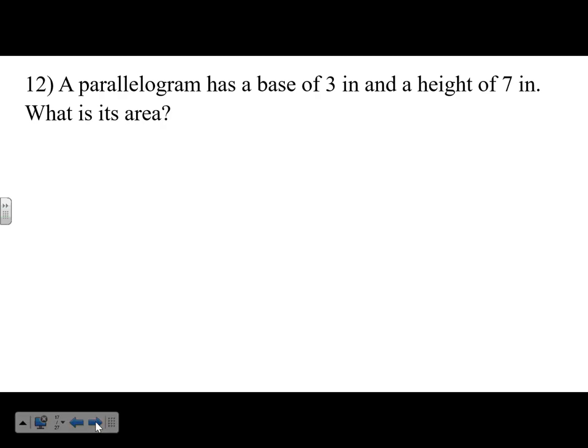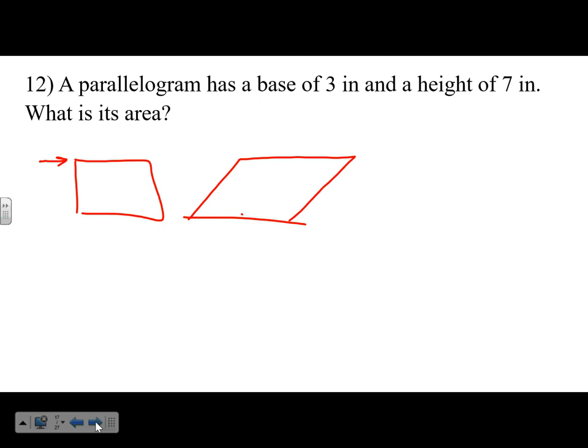Parallelogram has a base of 3 and a height of 7. So we'll look into parallelograms a little bit more. Basically, a parallelogram is if you took a rectangle and you just hit the top part a little bit so it skewed over. So parallelogram means that the top and bottom are parallel and the sides are parallel. So the base is 3, and then the height is where you go straight up and down. The height is 7. So it's the same thing. That's the good news. Base times height is 3 times 7. That's 21 inches.